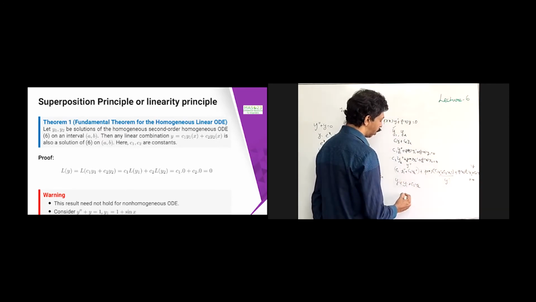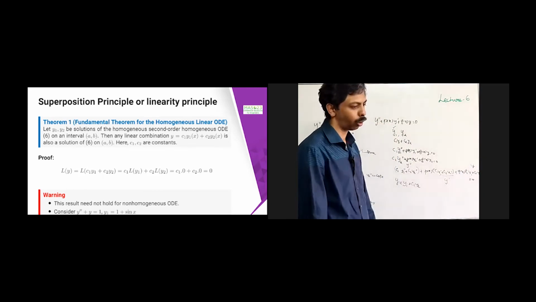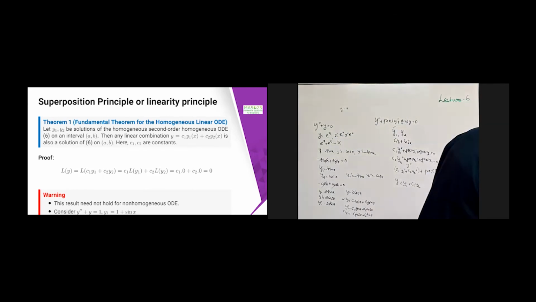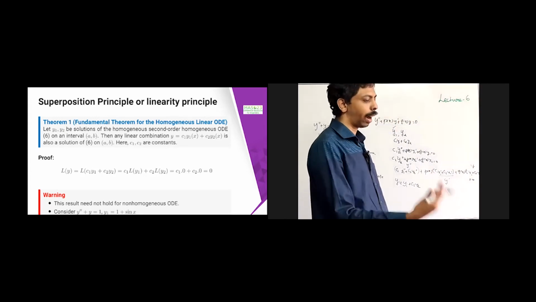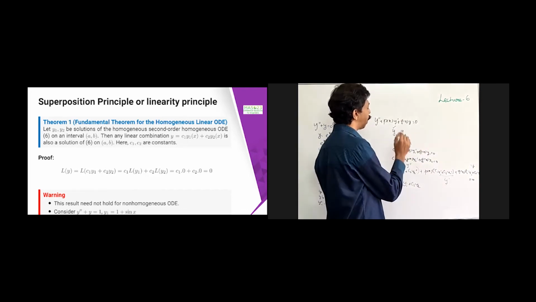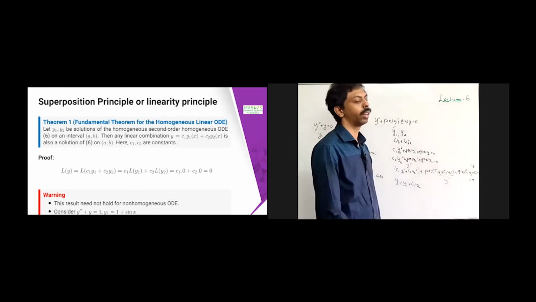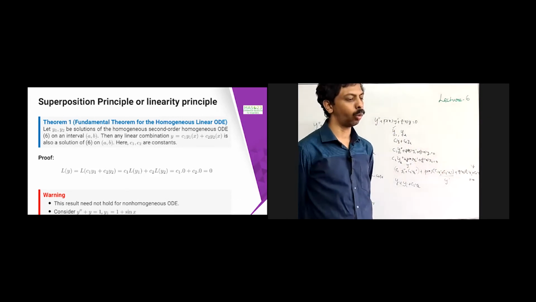So therefore, y double dash plus p of x into y dash plus q of x into y is going to be satisfied. So this is called the superposition principle. What it means is that if y1 and y2 are solutions, then c1 y1 plus c2 y2, any linear combination you take, is also going to be a solution of the second order ODE.